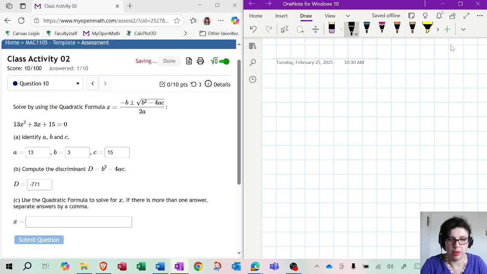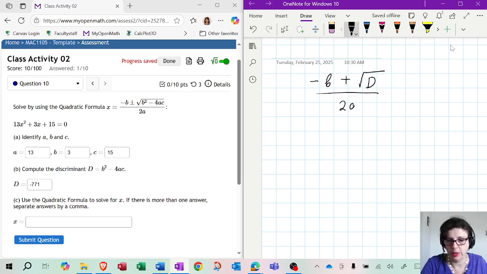So let me write down the quadratic formula. This is going to be negative b plus square root of d divided by 2a. That's the first solution. And then we have the conjugate, which is going to be negative b minus square root of d divided by 2a. Now let's carefully substitute what's what. And if there is anything negative, you have to put it in parentheses when you substitute.